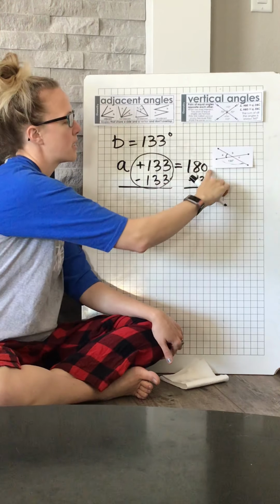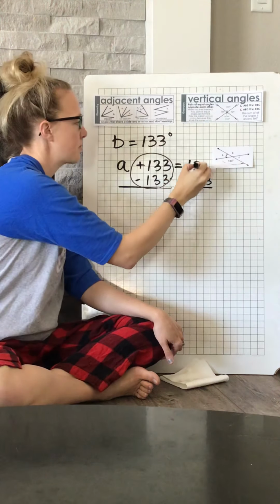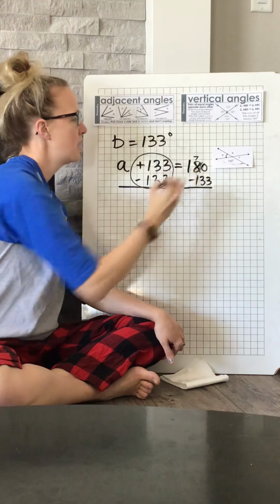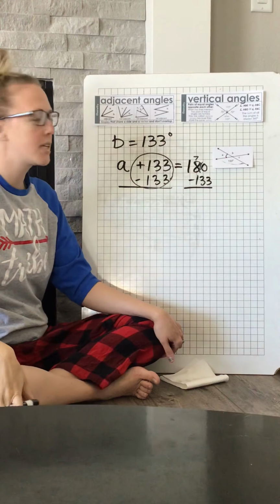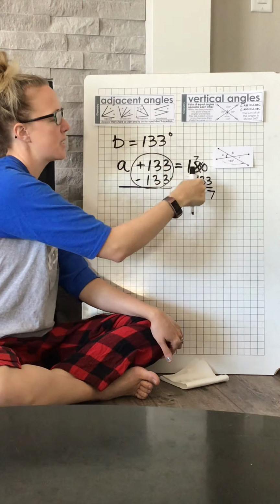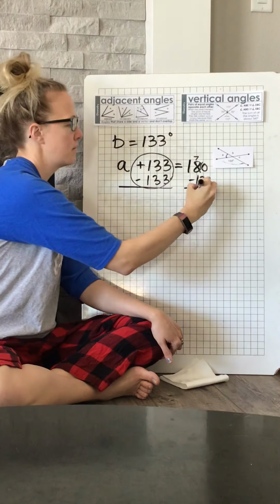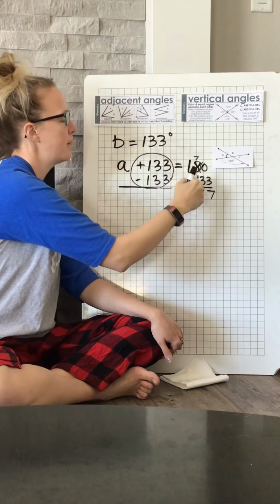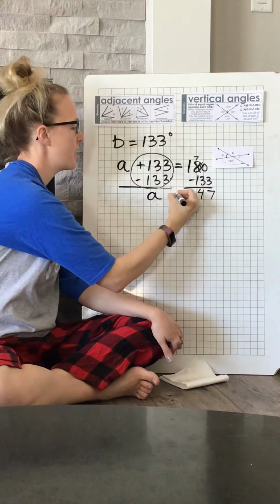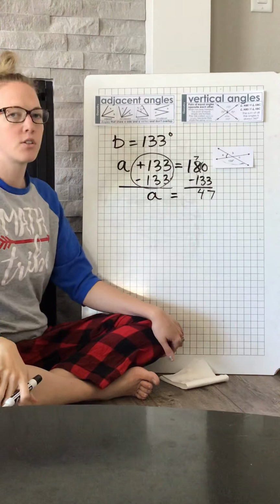So similar here, 0 minus 3 I can't do. 8, change that into 7 when I borrow. 10, now I can do 10 minus 3 is 7. 7 minus 3 is 4. 1 minus 1 is 0. So the answer for A is that it is a 47-degree angle.